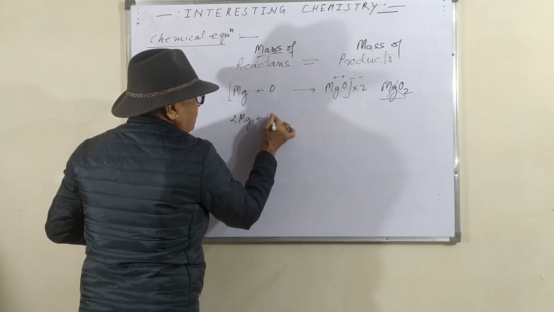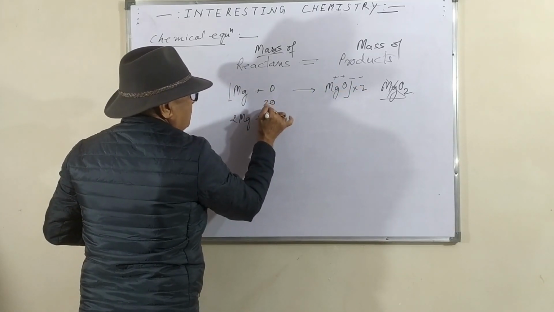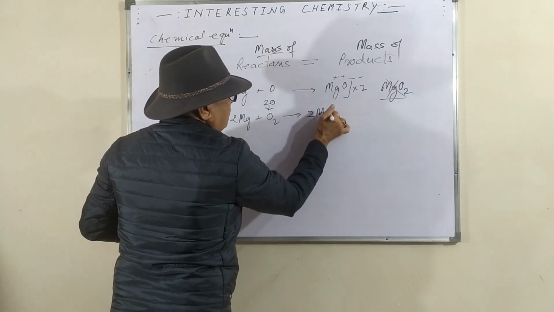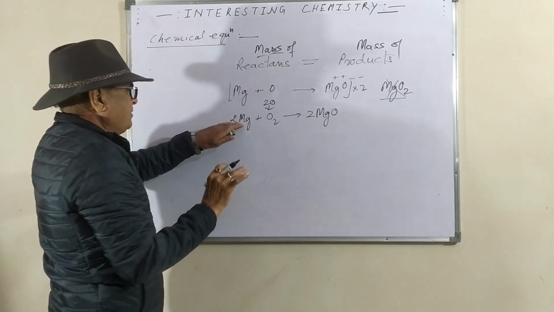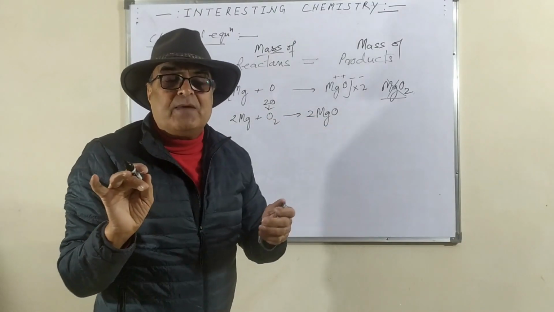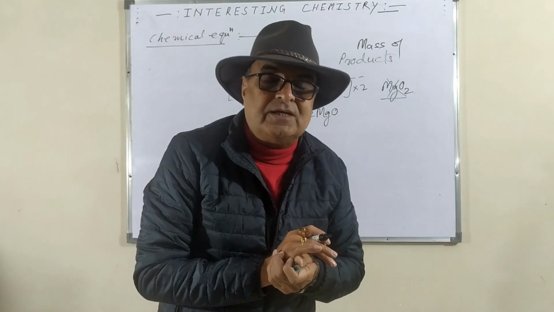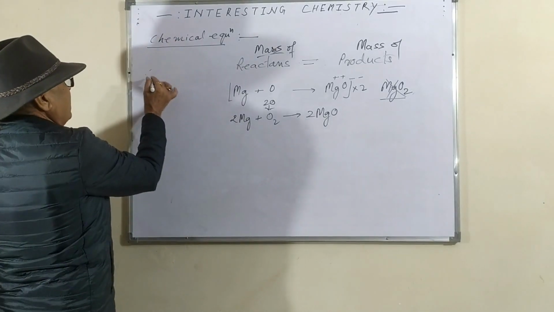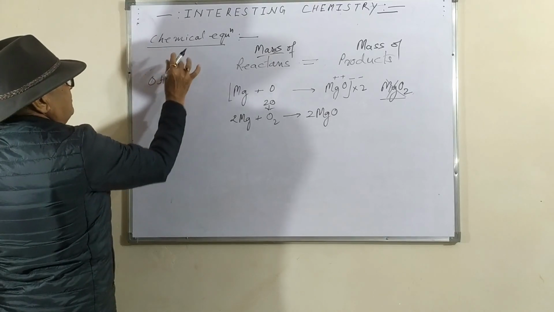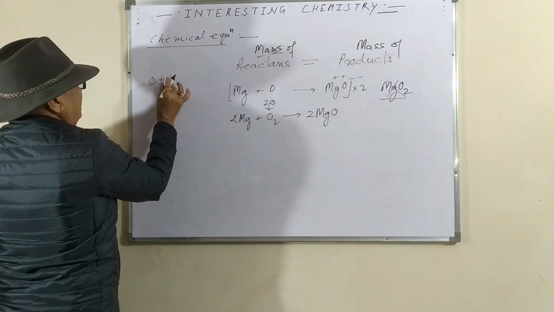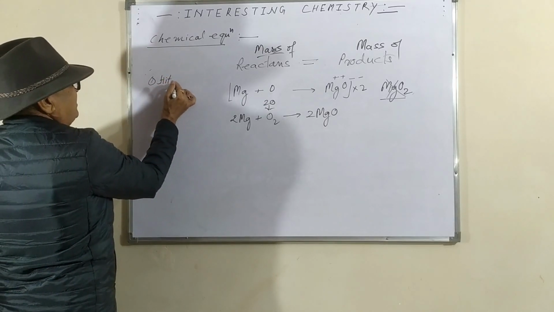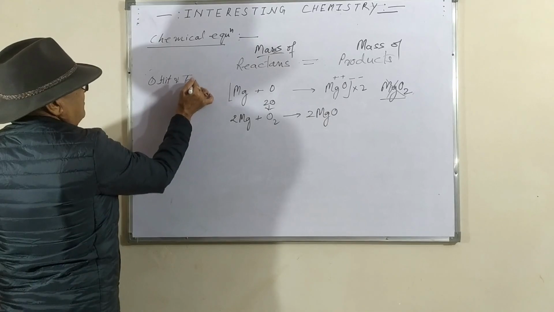2O means O2, so 2O is equal to 2MgO. Magnesium is 2 here and 2 here. This method is known as the hit and trial method. To write in the examination, you will say the balancing of the equation. There are two methods to balance the chemical equation: hit and trial method.